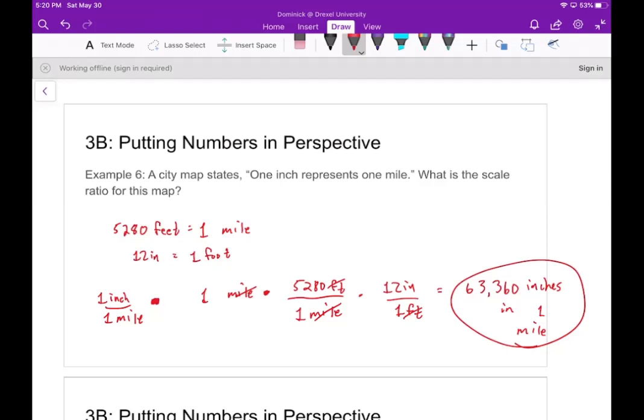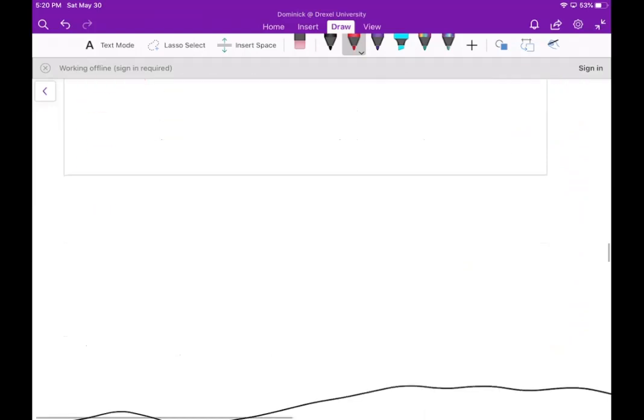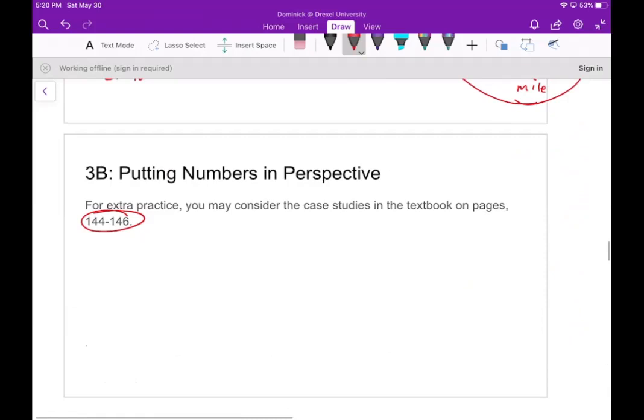All right. Now, if you're interested in looking at some other examples, you can look in the textbook on pages 144 through 146. But other than that, that concludes this video on putting numbers in perspective.